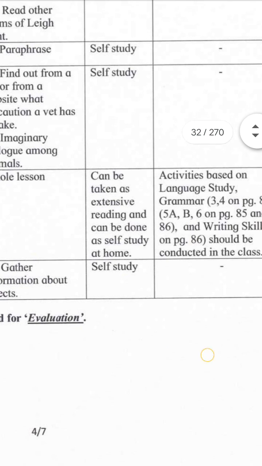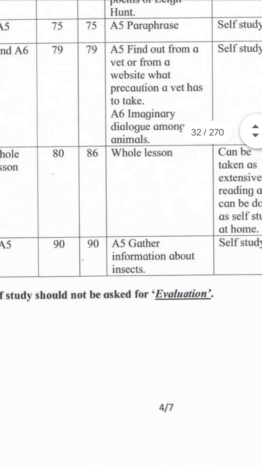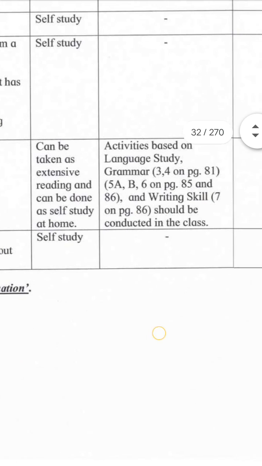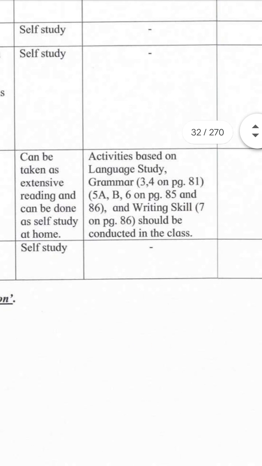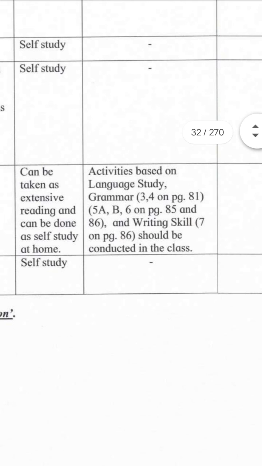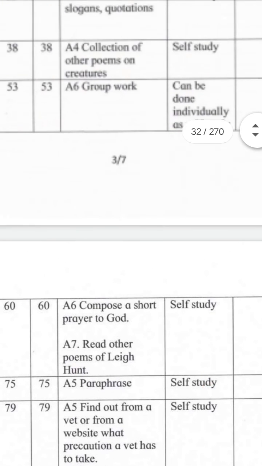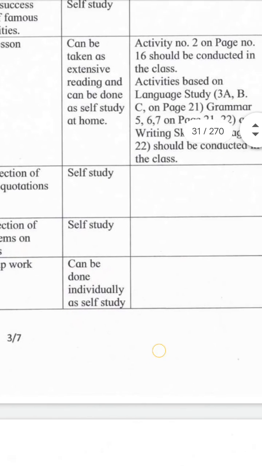But you can see the whole lesson, Revolutionary Steps in Surgery, is omitted. In this, the activities based on language study, that is grammar, question number 3 and 4 on page 81, then 5a, b, 6 on page 85 and 86, and writing skill 7, should be conducted in the class. That means they are to be taken by the teacher. Rest all are self-study.